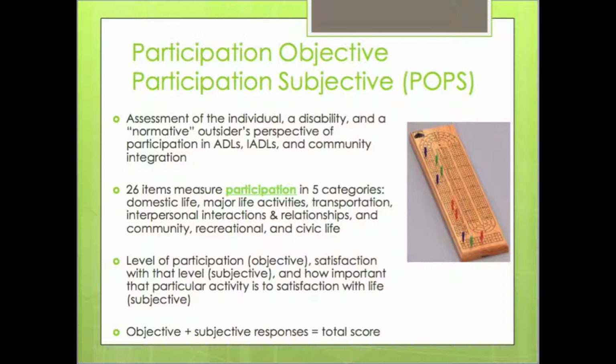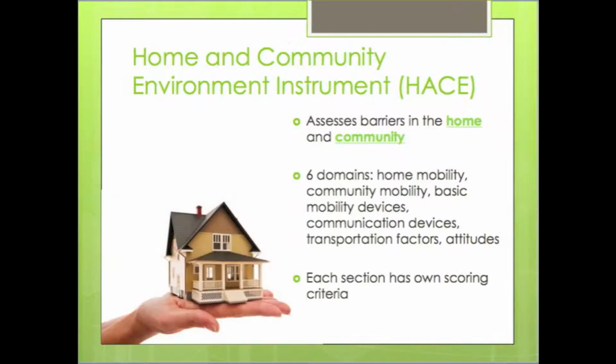For each item, the person is asked about their level of participation, their satisfaction with that level of participation, and how important that particular activity is to satisfaction with life. The objective and subjective responses contribute to a total score. The Home and Community Environment Instrument assesses barriers in the home and community. It has 6 domains, including home mobility, community mobility, basic mobility devices, communication devices, transportation factors, and attitudes. Each section has its own scoring criteria.